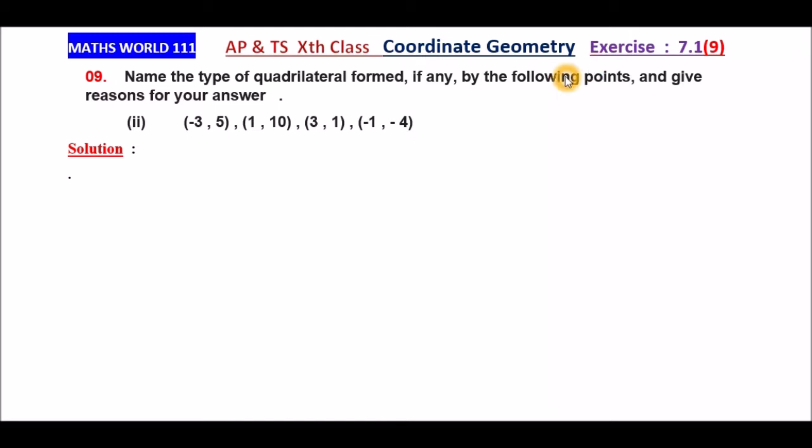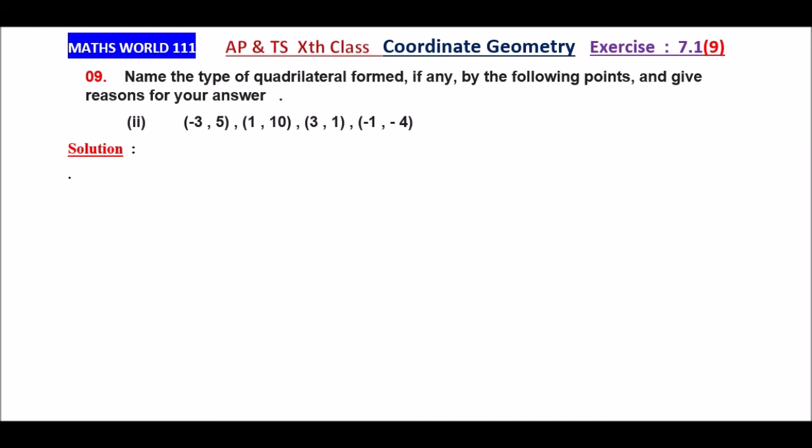Coordinate Geometry, Exercise 7.1, ninth problem. Under the ninth problem, the second one. Name the type of quadrilateral formed, if any, by the following 4 points and give reasons for your answer. The second problem is (-3, 5), (1, 10), (3, 1), (-1, -4).